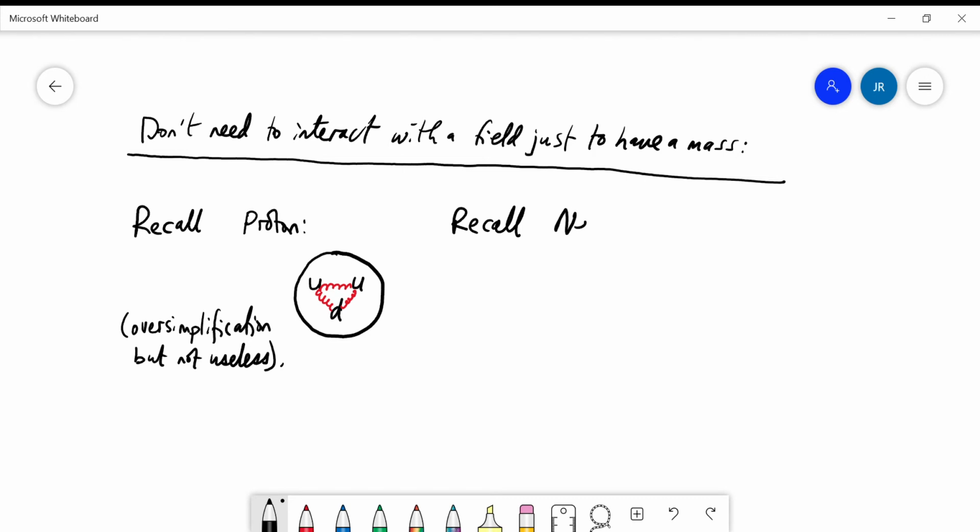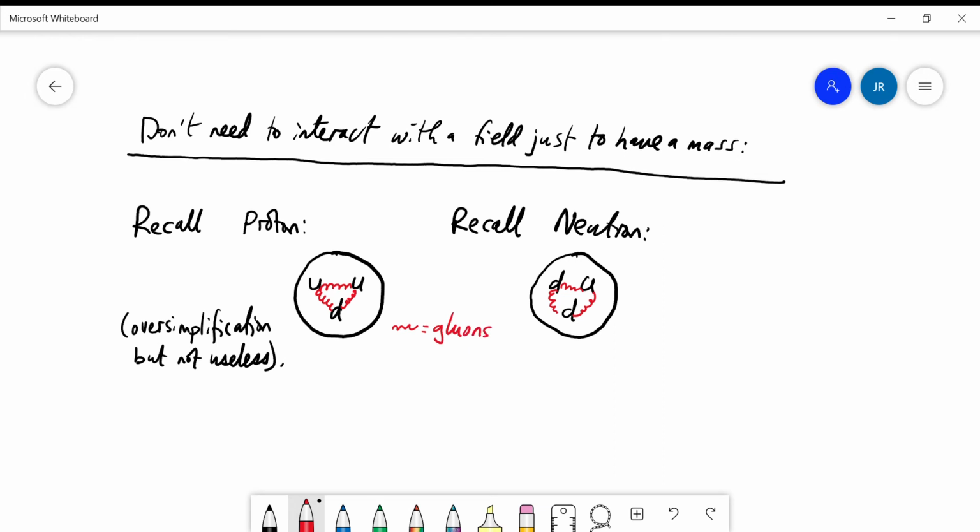Recall the neutron, which again I will oversimplify just to make a point. We have a bag with 2 down quarks and an up quark. Got some gluons. Where here, this gluon.